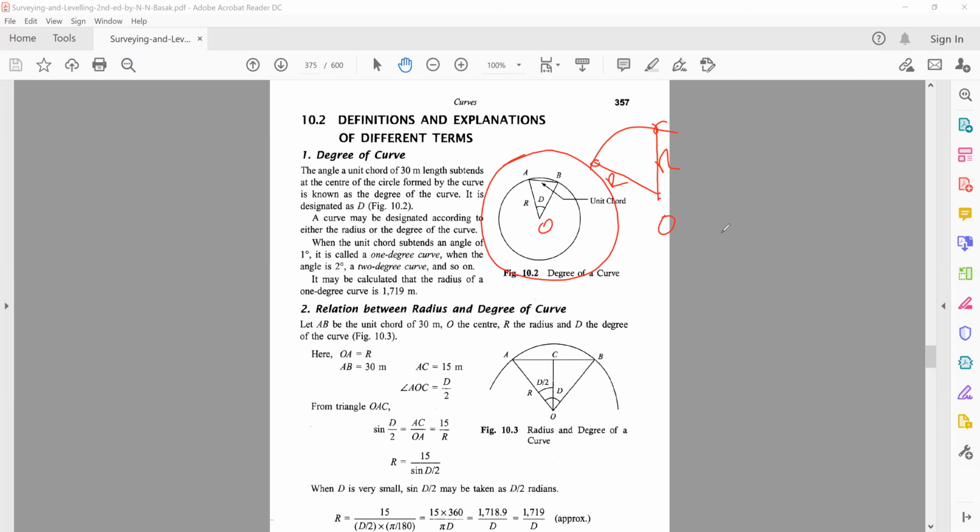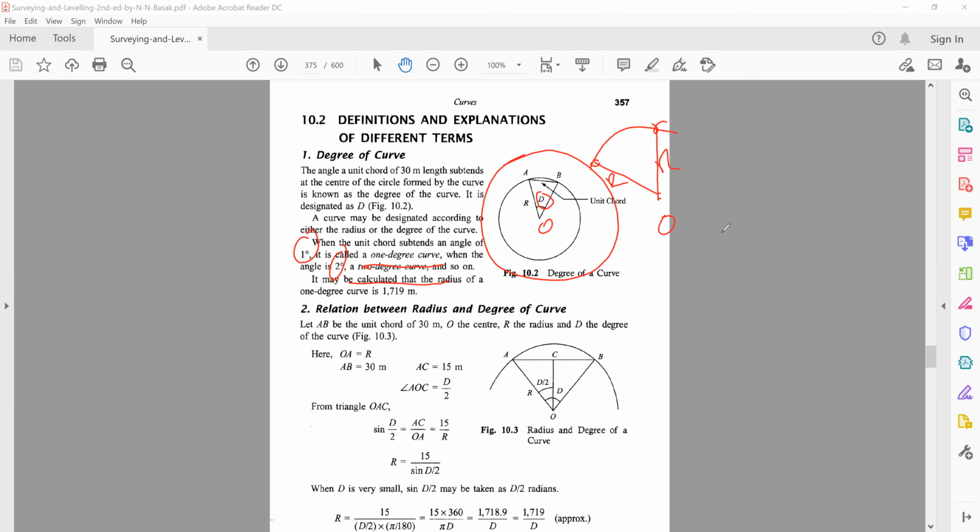Now what they're saying is that if you draw a chord of 30 meters on that circle, the angle that that chord makes at the center of the circle, which is this D, is called the degree of a curve. Based on this, we can classify the curve as a 1 degree curve or a 2 degree curve, depending on if this is 1 degree or this is 2 degree.